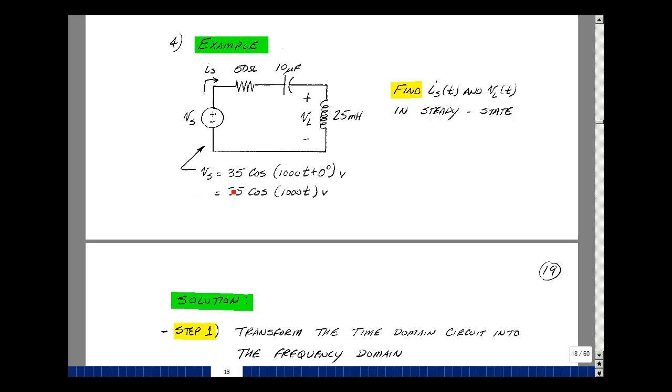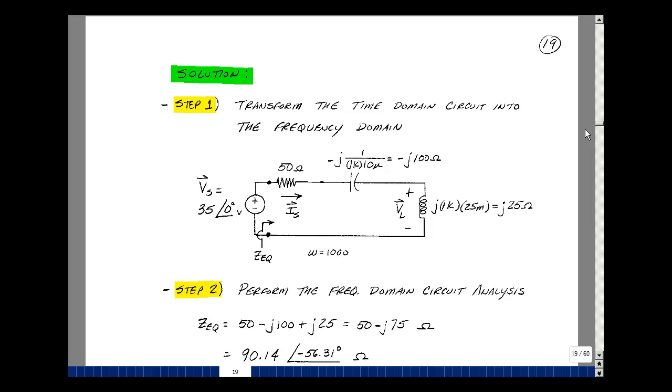Given that V sub s is 35 cosine 1000t plus 0, or just 35 cosine 1000t, R is 50 ohms, C is 10 microfarads, and L is 25 millihenries. I'm going to solve this example with a three-step algorithm. The first step is to transform the time domain circuit into the frequency domain.